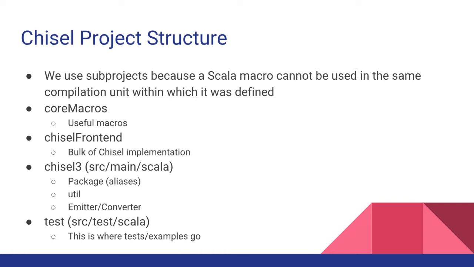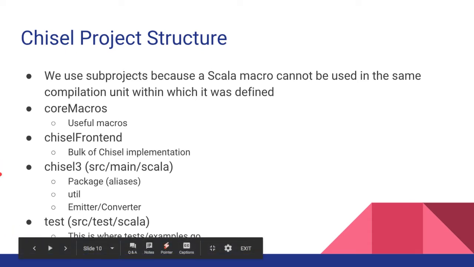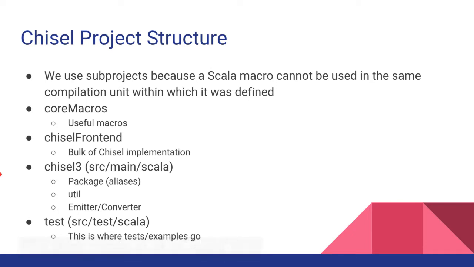There's also source test Scala, and this is where tests and examples go. Very frequently when people ask questions, hopefully there's a test showing the feature, and I usually will try and link them to something there. So this is just kind of the structure of the project. Like I said, most of the time, Chisel front end is what's the most interesting, because that's where the core of the implementation of Chisel itself exists.